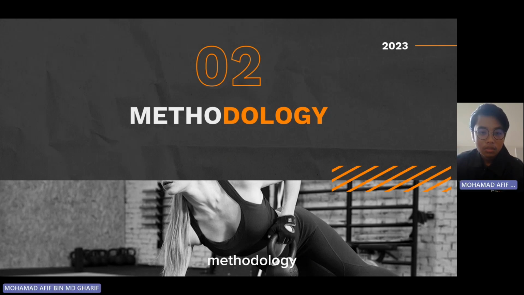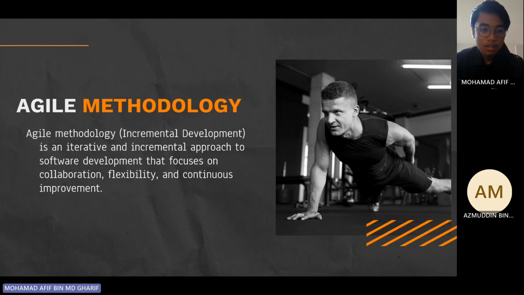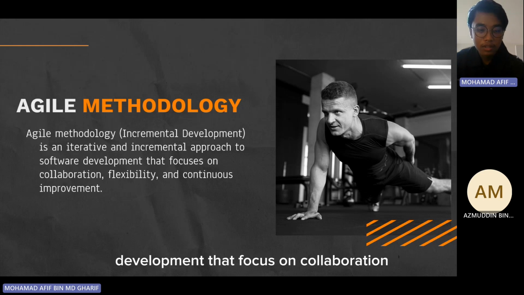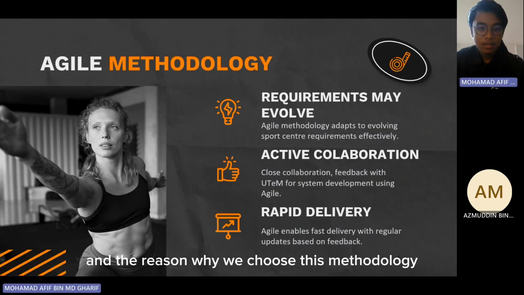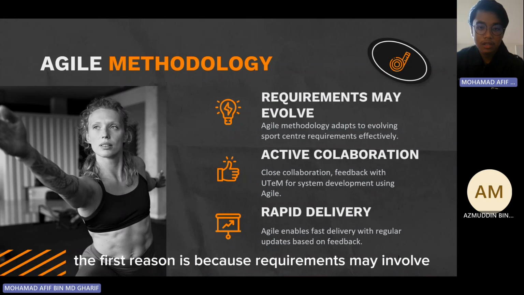For the next part, methodology. We choose agile methodology for certain reasons. Before we go to those reasons, what is agile methodology? Agile methodology is an iterative and incremental approach to software development that focuses on collaboration, flexibility, and continuous improvement. The first reason we choose this methodology is because requirements may evolve.